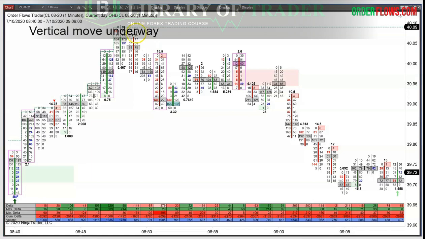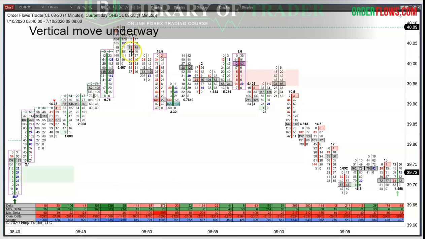Here we're at the high of the day and the market starts going down, right? You're seeing the vertical move down this time. Think of vertical, don't think just one direction up. It can also be a vertical move down. So we're at our high of the day. We're starting to see lower points of control. We're starting to see imbalances. We're starting to see negative deltas, right?